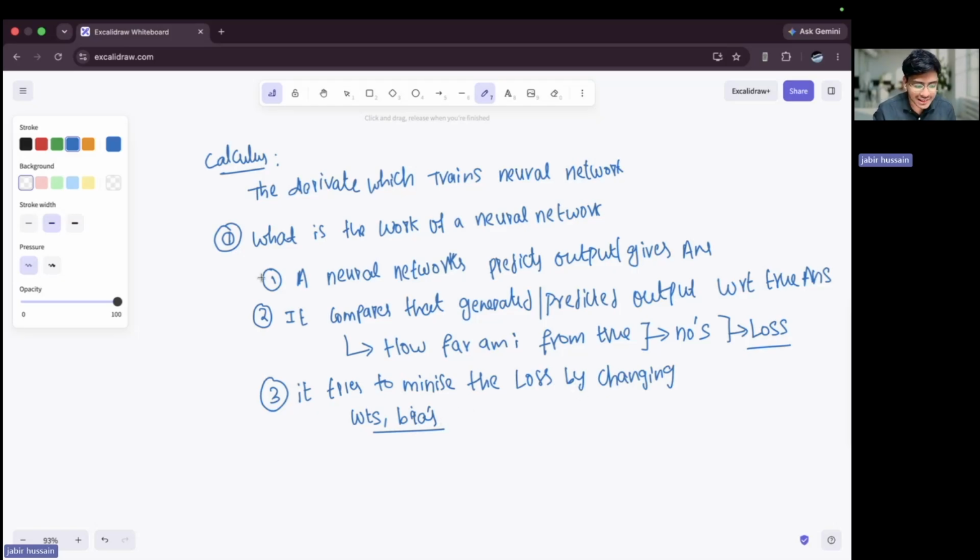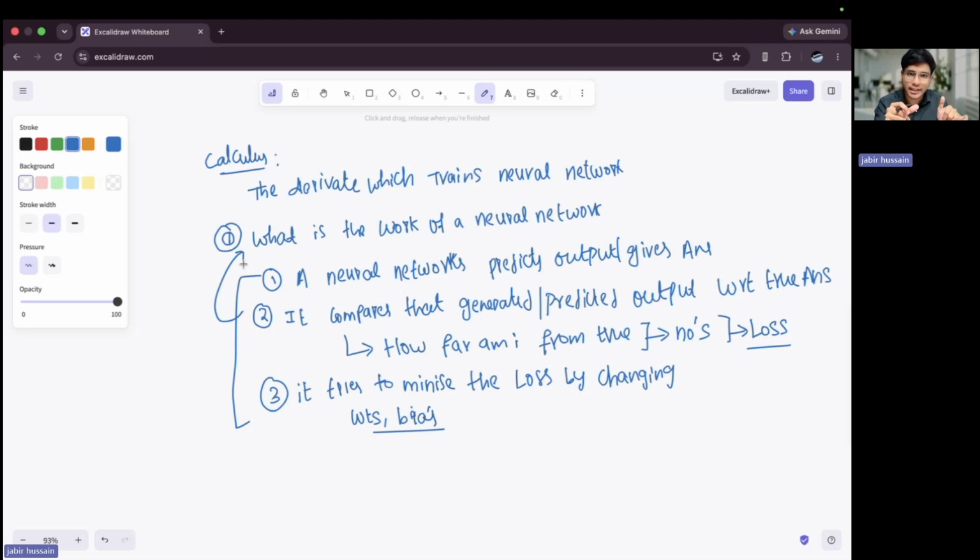And this is the work of the neural network. These are the three things which every neural network does, whether it is built by Anthropic, whether it is built by OpenAI, whatever the organization might be. These three things are fixed in every neural network, and this is how an AI model works, how a large language model works. It predicts output, compares that output to the true answer, and if it is not matching, then it changes something inside it, and that something is weights and biases.